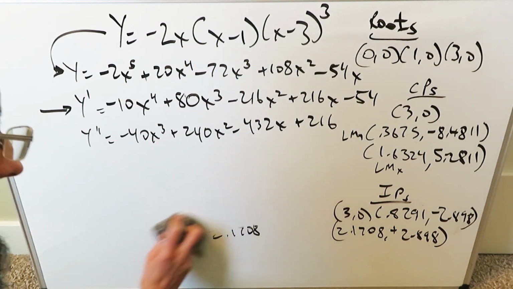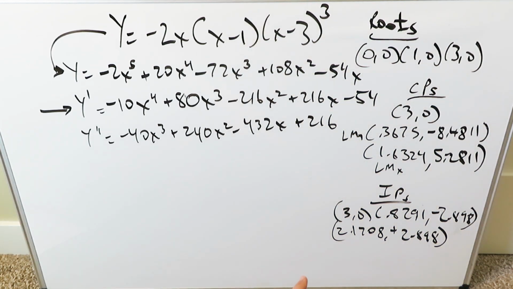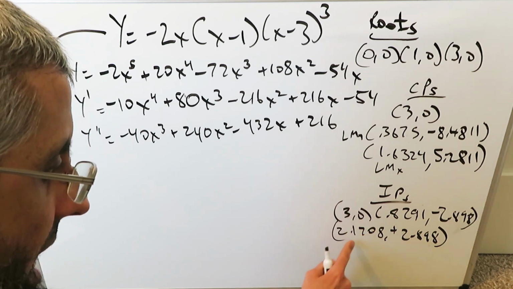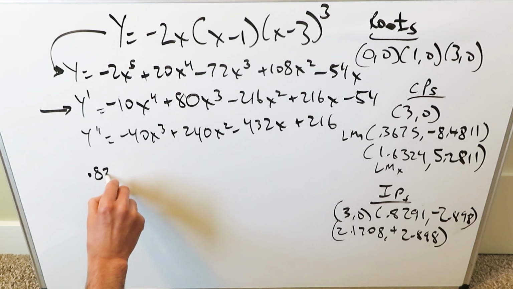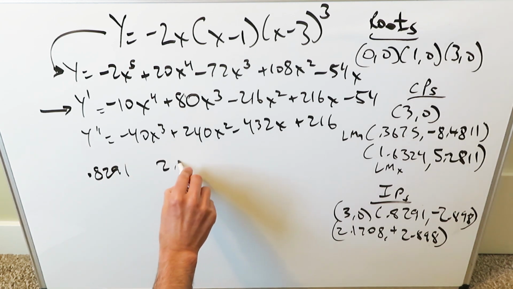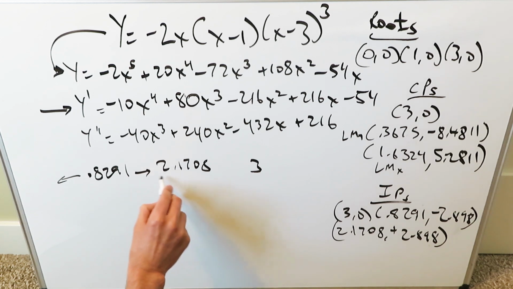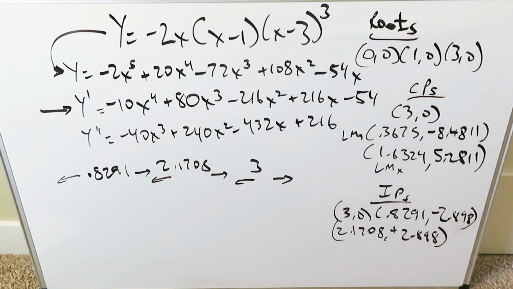Now we have to classify these in terms of concavities. How can we do that? You look at our inflection point values. I have a 0.8291 and I have a 2.1708. Put those in order. I have a 0.8291, then I have here a 2.1708, then I have a 3. I have concavities either to the left and to the right of each of these, and I have to determine that. And how can we classify these concavities?